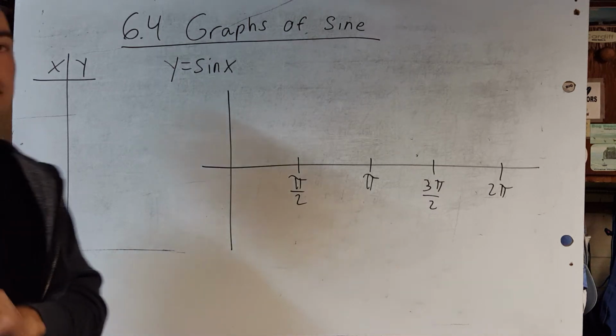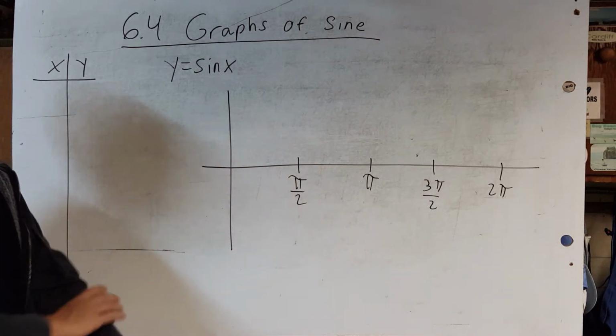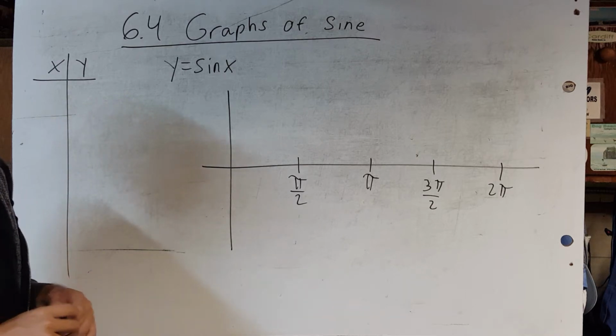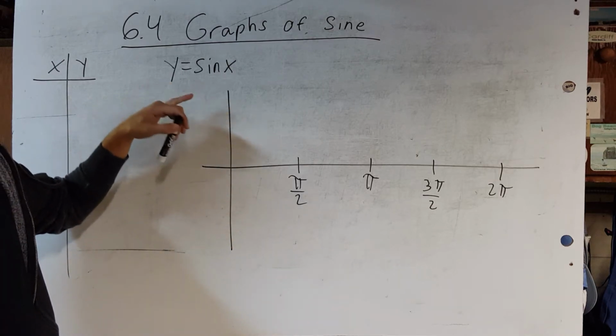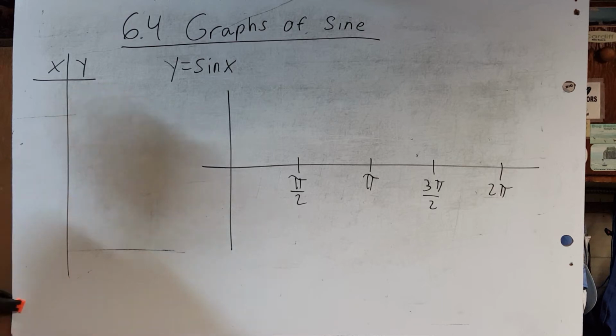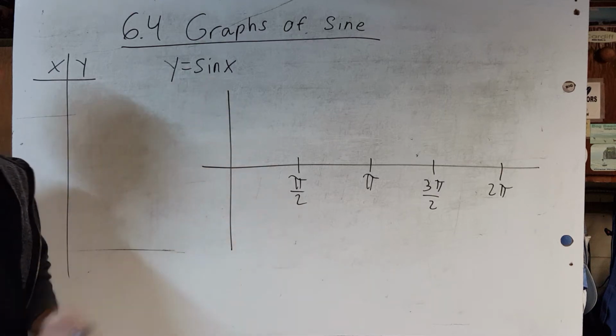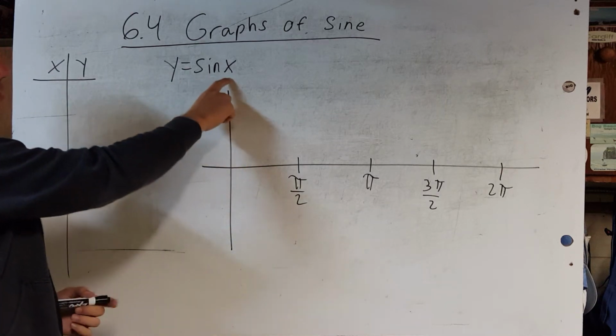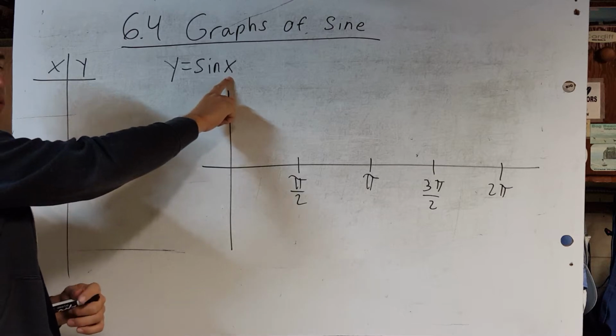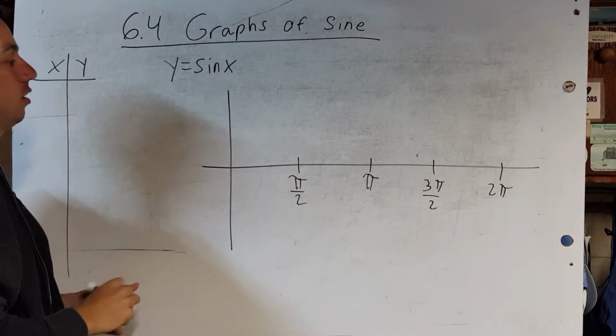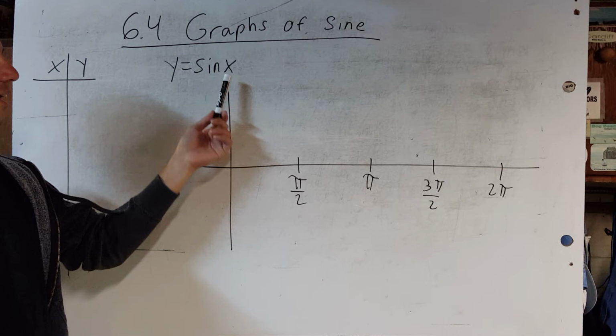Okay, our next lesson here is section 6.4, graphing trig functions. We're going to start by graphing the sine function. So we have here, go ahead and pause the video and get this set up going, and then we'll get going. So we have y equals sine of x. Remember, x here is our independent variable, our domain, the input. For a trig function, the input is an angle.